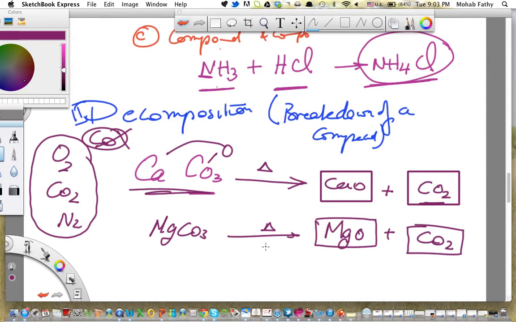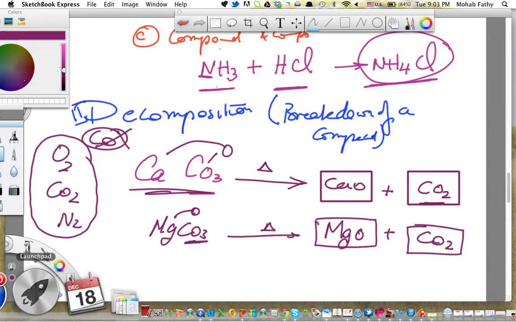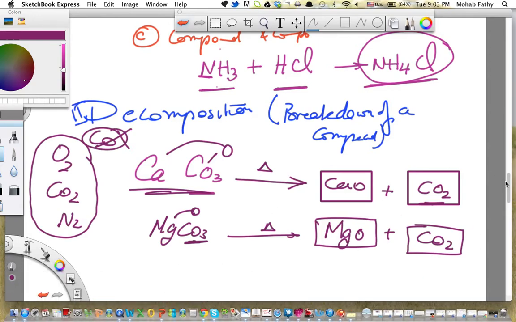Why oxide? You subtract carbon dioxide from here, and oxygen will be missing. You add it to the Mg. It's just prediction, common sense. It doesn't need studying by heart, because you will never study all the compounds in the world. So you have to keep in mind that you can predict some.